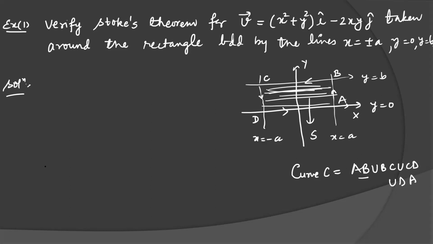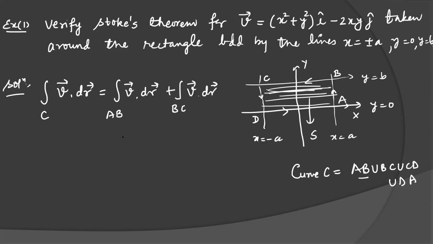So if you take any line integral V dot dr, that will be equal to the sum along AB plus the sum along BC plus the sum along CD plus the sum along DA of V dot dr. If a problem asks you to verify, then we have to solve from both sides. We have to solve the line integral, and also using the theorem. So firstly, I am going to solve the line integral.